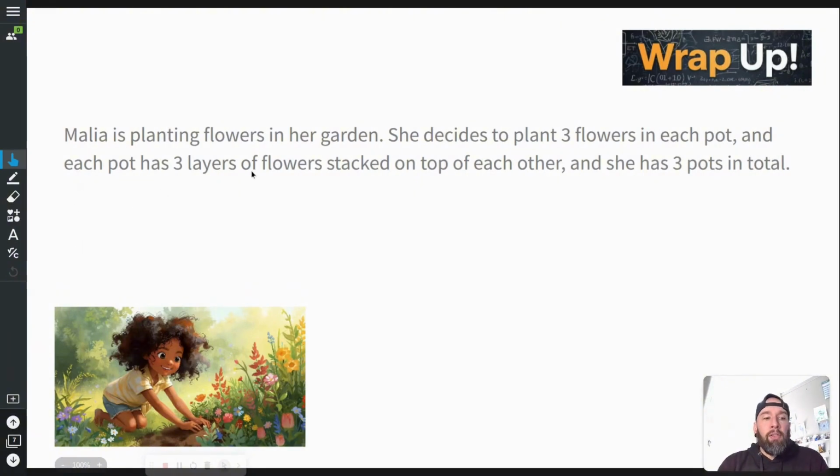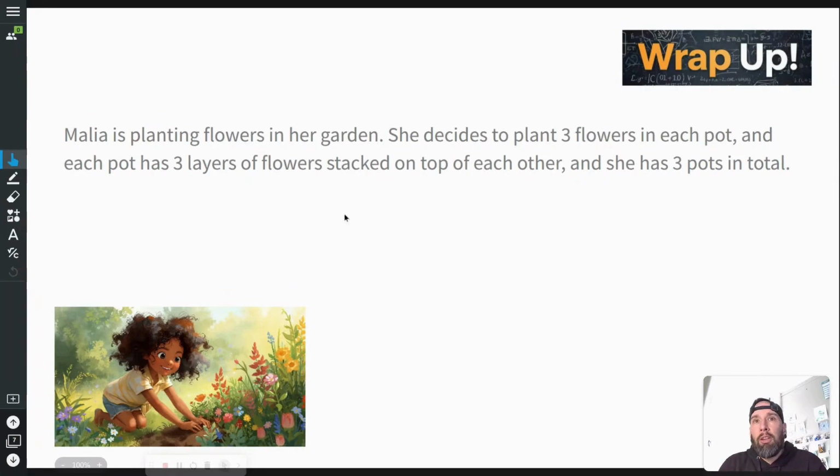Malia is planting flowers in her garden. She decides to plant 3 flowers in each pot, and each pot has 3 layers of flowers stacked on top of each other, and she has 3 pots in total. So what I need to do is find out how many flowers she planted.